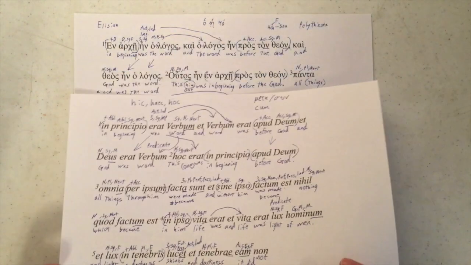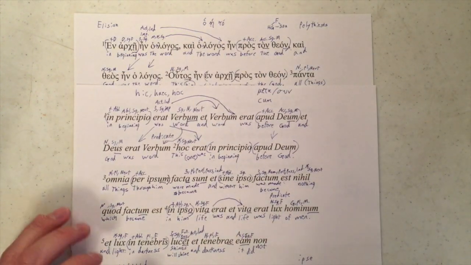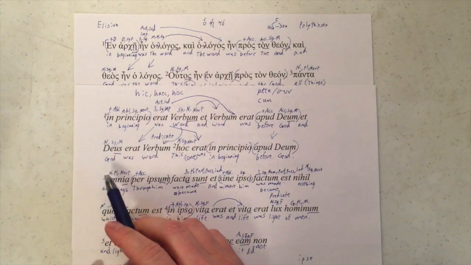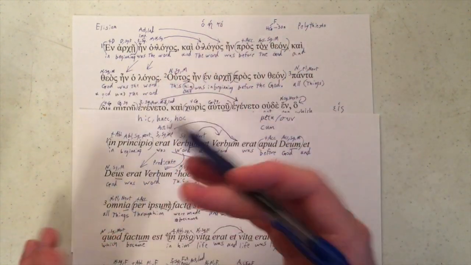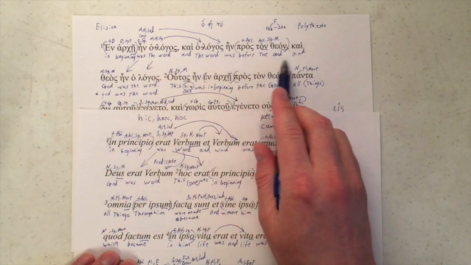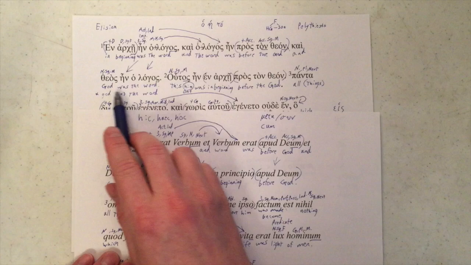Okay, on to the text at hand. All right, so taking a look at these two texts together, we want to see that the Latin is properly organized in its own language, the Roman language, and yet it still gives the same ideas that we saw in the Greek. So our very first word in our rough Greek translation: in beginning was the Word, and the Word was before the God, and God was the Word.